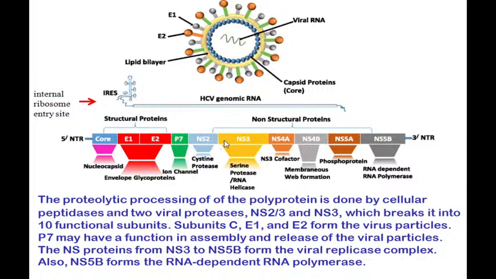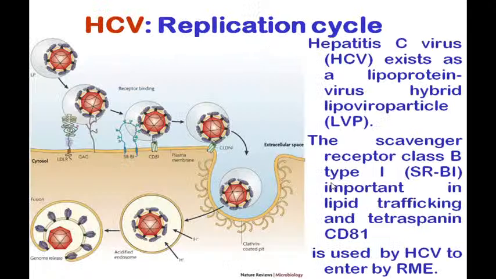Viral proteases NS2 and NS3 work as proteases that break the polyprotein into 10 functional subunits. Also very important are the non-structural proteins, for example, NS5A and NS5B. Mainly the B subunit makes the RNA-dependent RNA polymerase, which is necessary to combine with the NS5A protein, and they form the transcriptional complex.